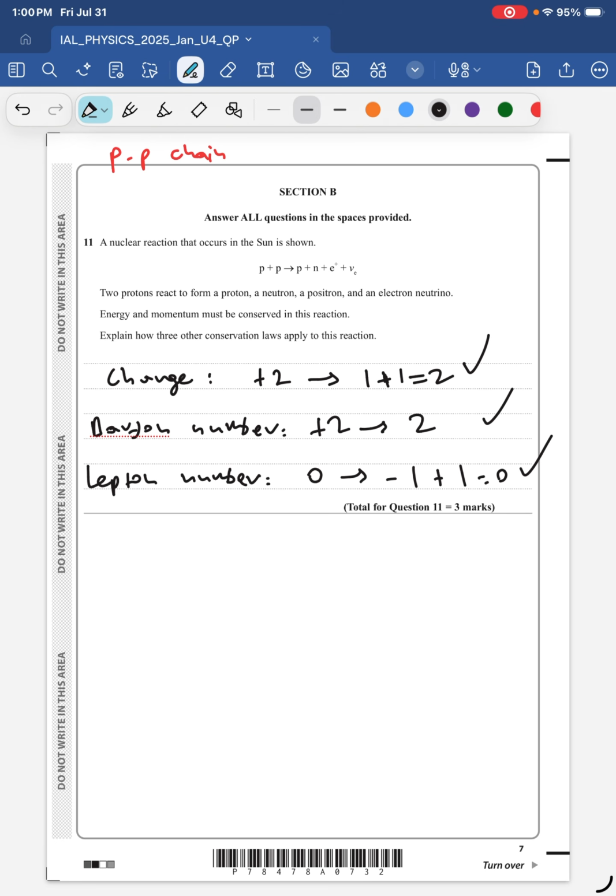All right, and look up the PP chain for those of you who are curious about nuclear astrophysics. This is the field, guys.